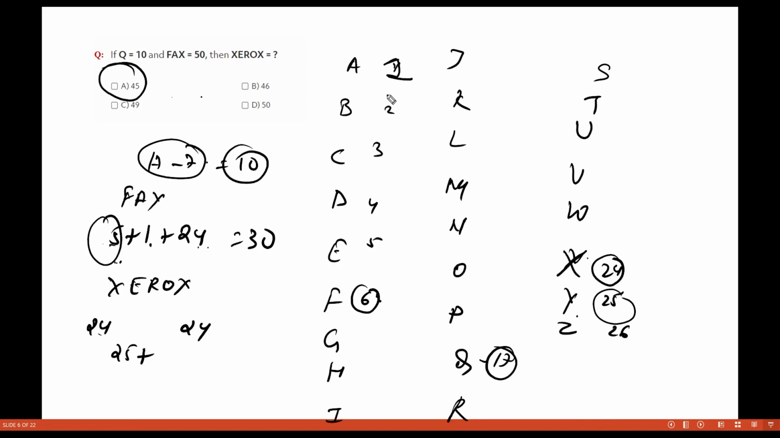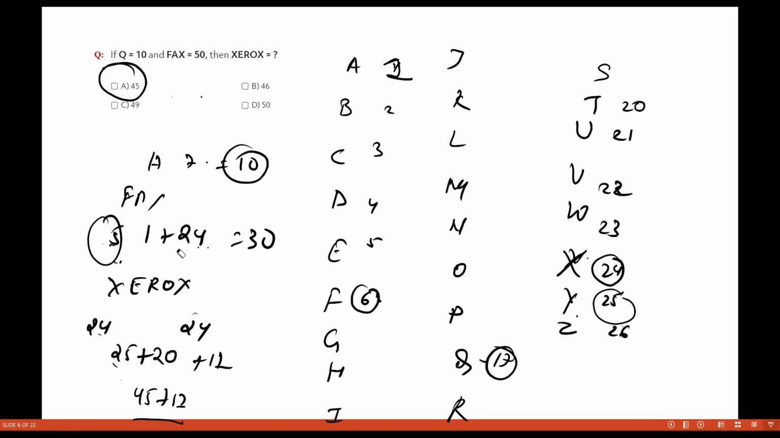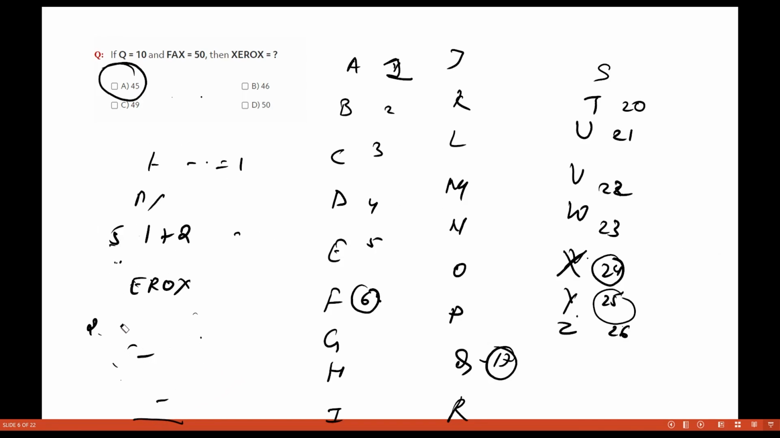Then similarly if you write A minus 7 and reverse this, 23, 22, 21, 20, so 1, 2, 3, 4, 5, 6, 7, you are going to get 20. And then X minus 7, obviously 24 minus 7, you are going to get 17. Now this is way beyond 50, because this becomes 45 and this becomes 17. So this is also not the logic.